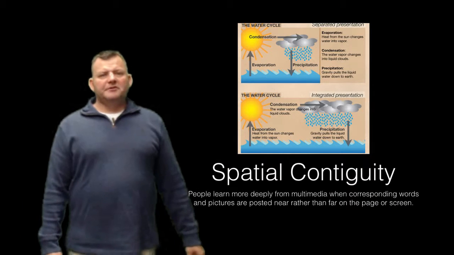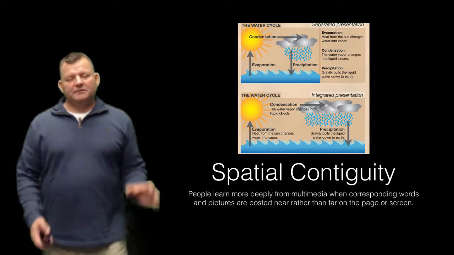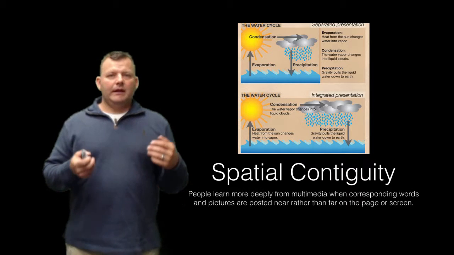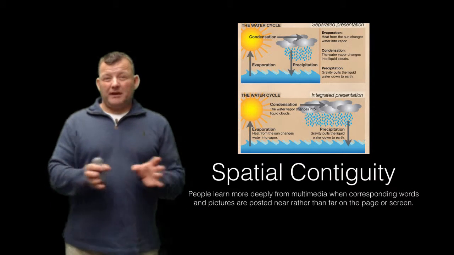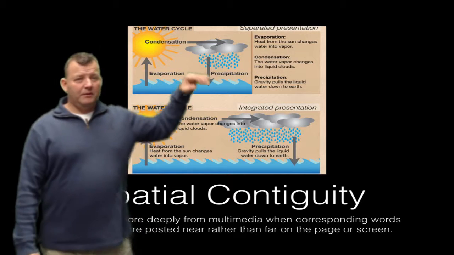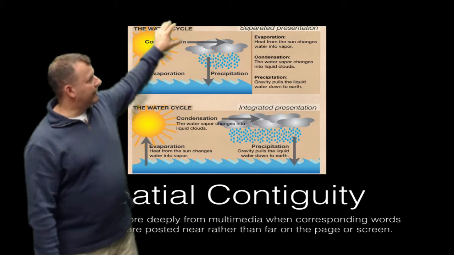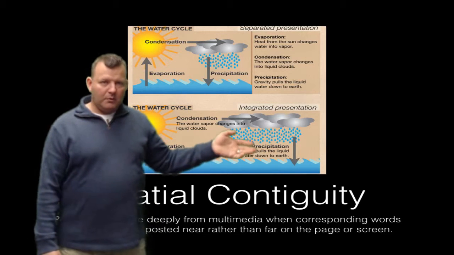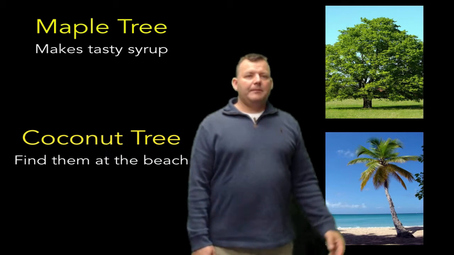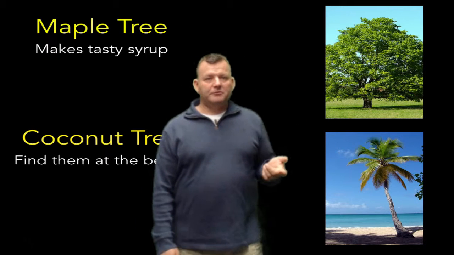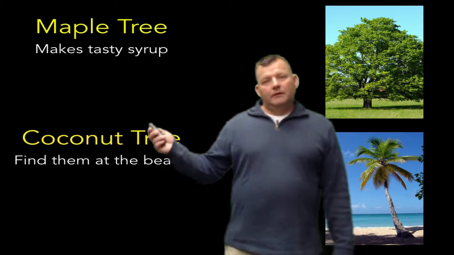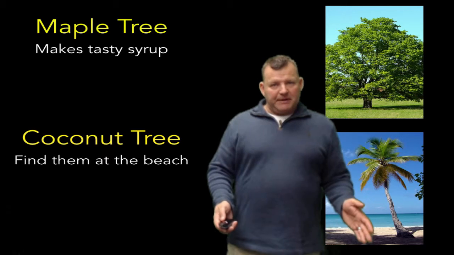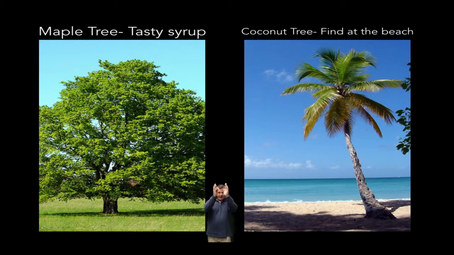And then the third design principle is spatial contiguity. This is about making sure that text and pictures are in proximity to each other. This example here, we've got vocabulary and a drawing, and then we've got the text away from it. In this example here, same thing. We've got maple tree, coconut tree, with a lot of red, black space in between. We should narrow that and make it like this, so that the words and the pictures are near each other.